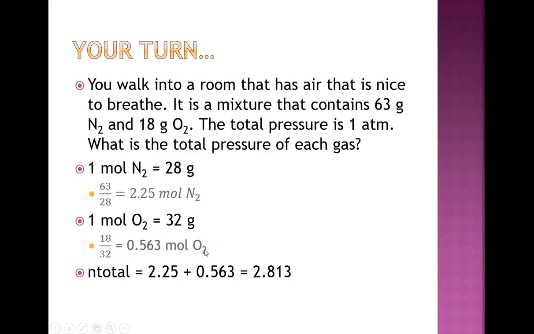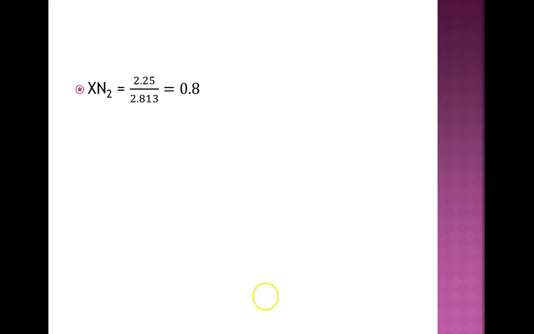So with this, we add these together to get the total number of moles. 2.25 plus 0.563 gives 2.813 as the total number of moles. Once we have the total number of moles, you can determine the mole fraction for each part of the gas. Mole fraction for nitrogen is the number of moles of nitrogen divided by the total number of moles. In your calculator, that should give you 0.8.